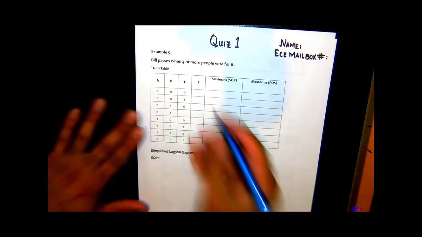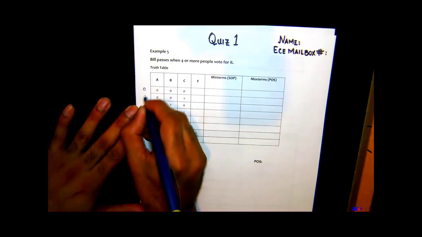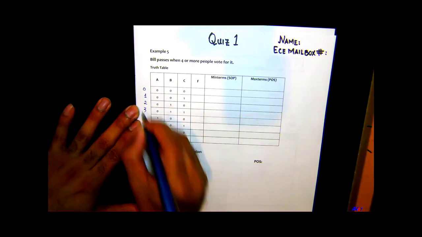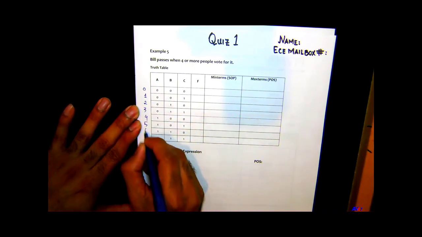Okay. I just want you to fill this table, and I'm going to do it with you as well. So we all do it together. And when you leave, just leave that paper at the bench at the back. Okay. All right. So there's an example. Bill passes when 4 or more people vote for it. So 0, 1, 2, 3, 4, 5, 6, and 7.